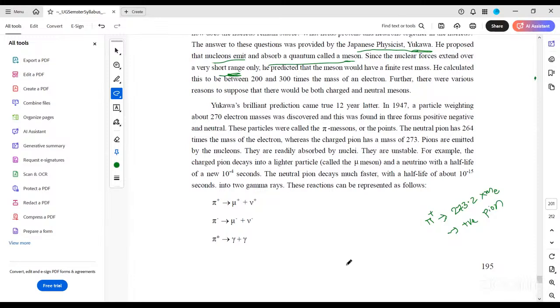Next, the negative pion. What is its mass? The negative pion's mass is equal to 264 times the mass of the electron.